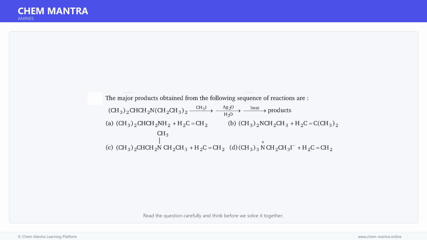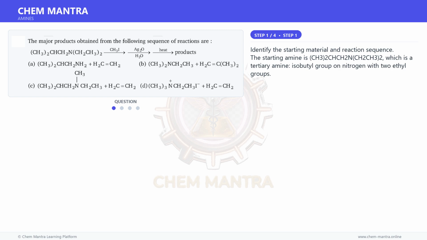Here is a question. Read it carefully and think about the answer. Let us solve it step by step. Let us begin solving this step by step. Identify the starting material and reaction sequence.